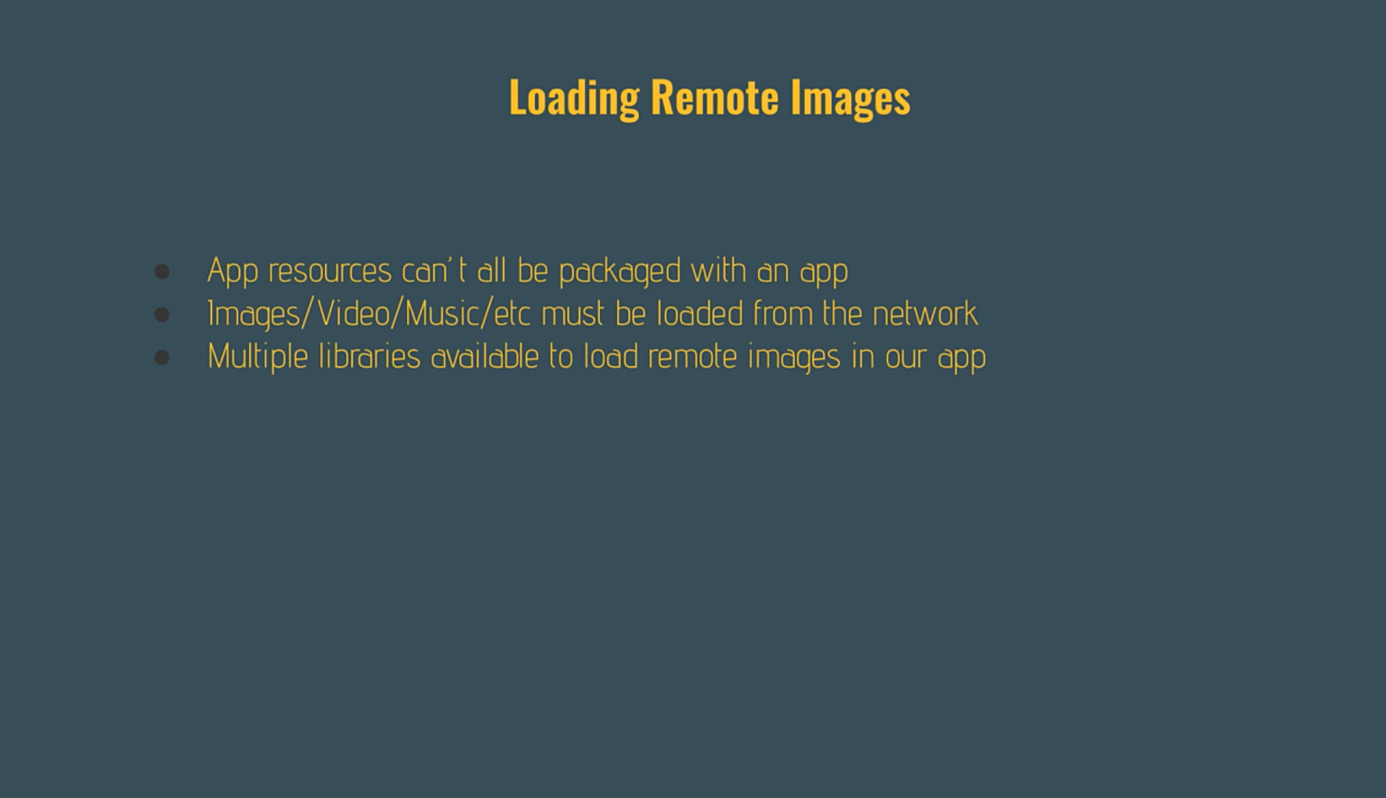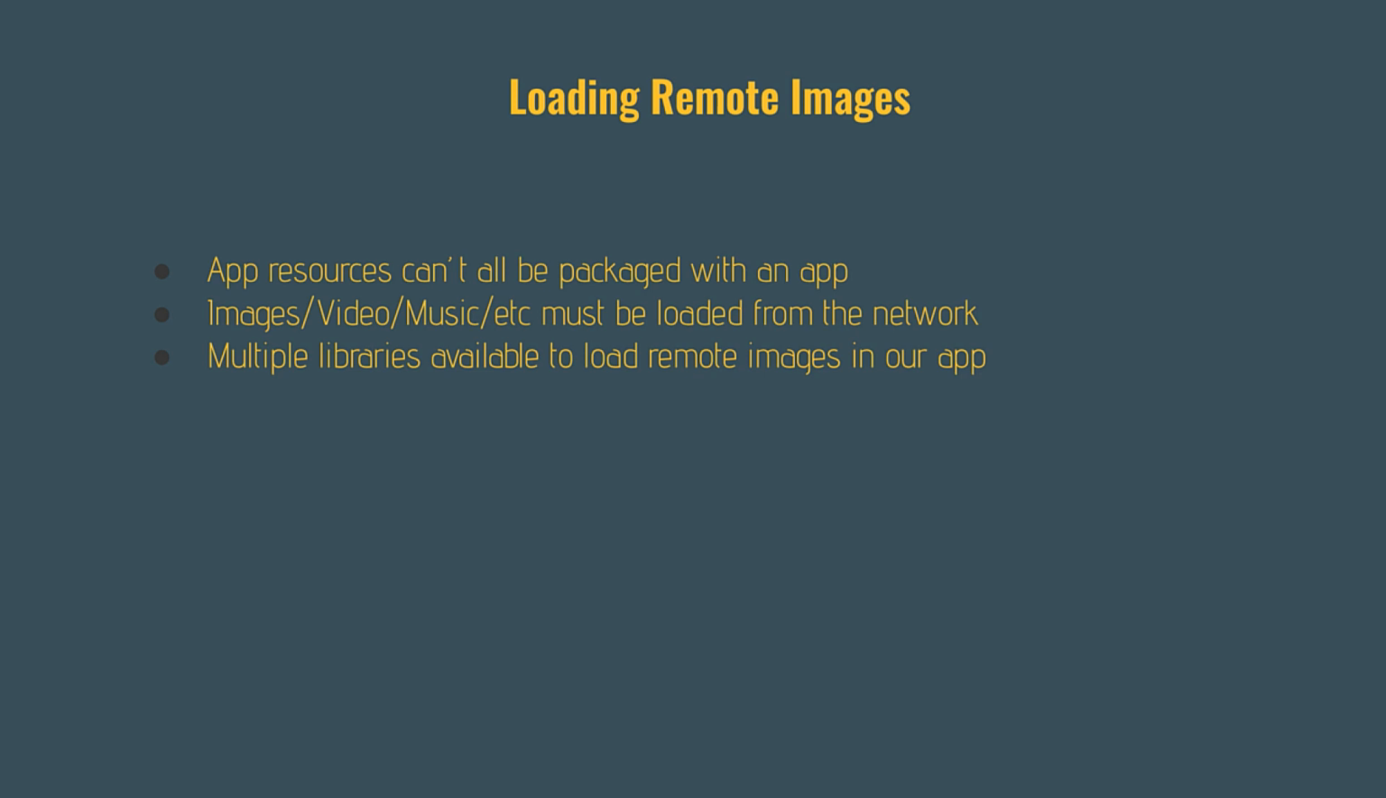A perfect example of this is social media. Social media is continuously dynamic. And if people on, say, Instagram are posting new images, there's obviously no way for us to package those with our app. So we have to be able to load those images into our app and display them efficiently.